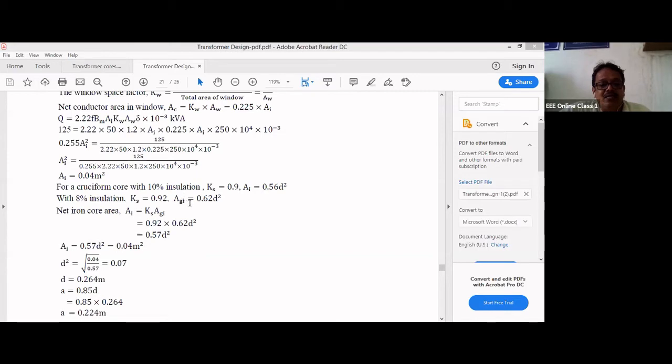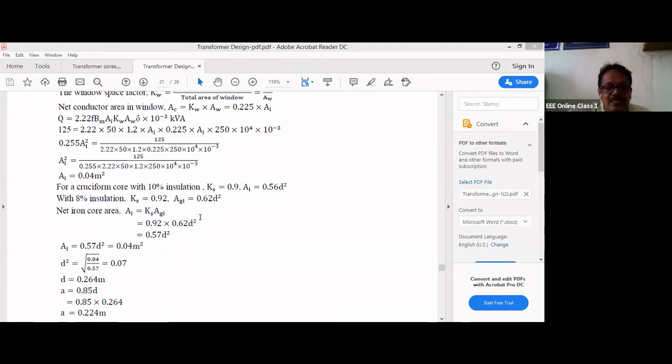AGI, meaning gross core area, is equal to 0.62 D square. If you take 10%, you did the analysis and in that AGI was 0.6 D square. If you go back to that analysis, you can check it out. But for 8% insulation, we take Ks equal to 0.92 and AGI equal to 0.62 D square. This is very much important. Remember this step.